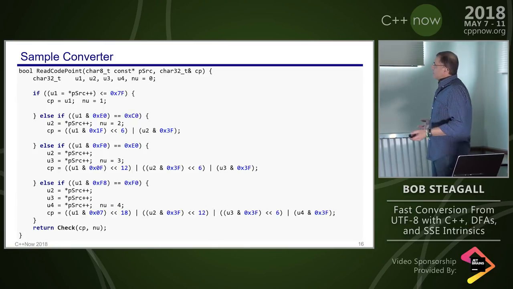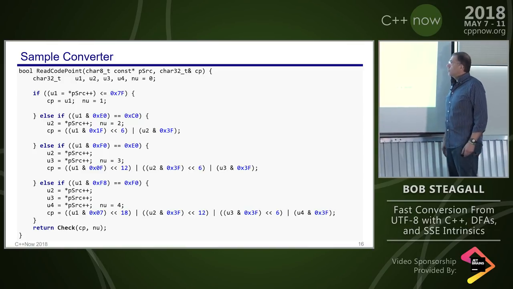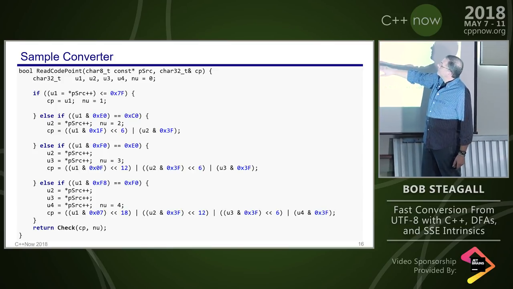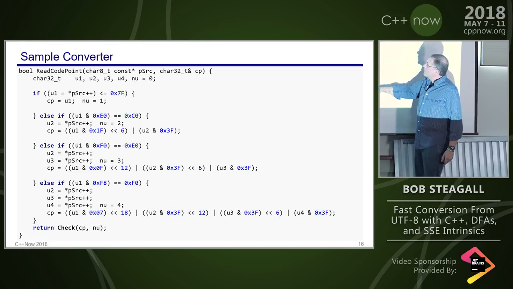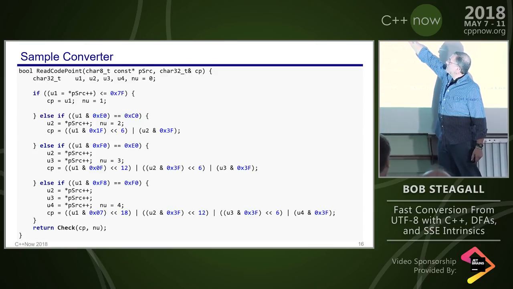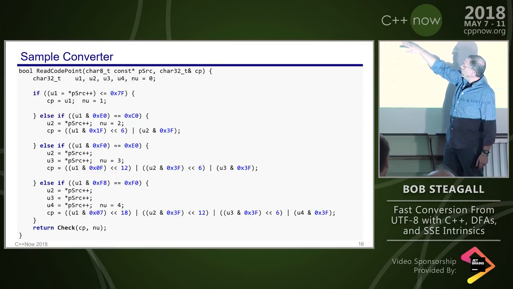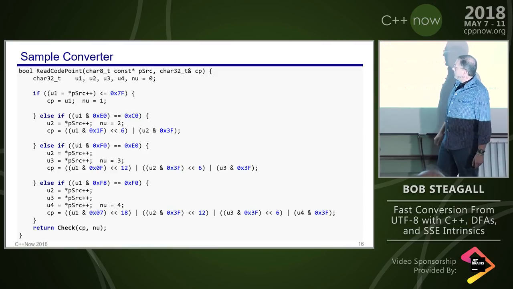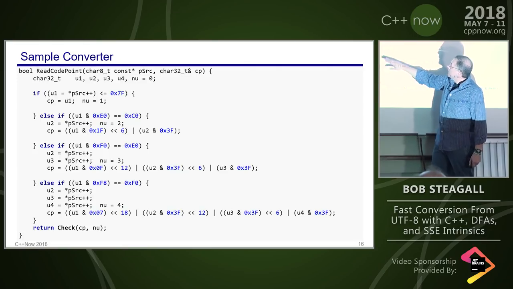So what does a sample converter look like? Well, this is sort of the canonical, simple example of how one might write a converter. We've got a pointer to an input buffer. We've got the variable representing the code point we're going to use as an out variable. What we do is we start at the top. We look and see, does this code unit represent an ASCII code point? If so, we'll assign it to the code point. Our number of code units is 1. We'll fall down and we'll check it. In this case, it ought to be okay.